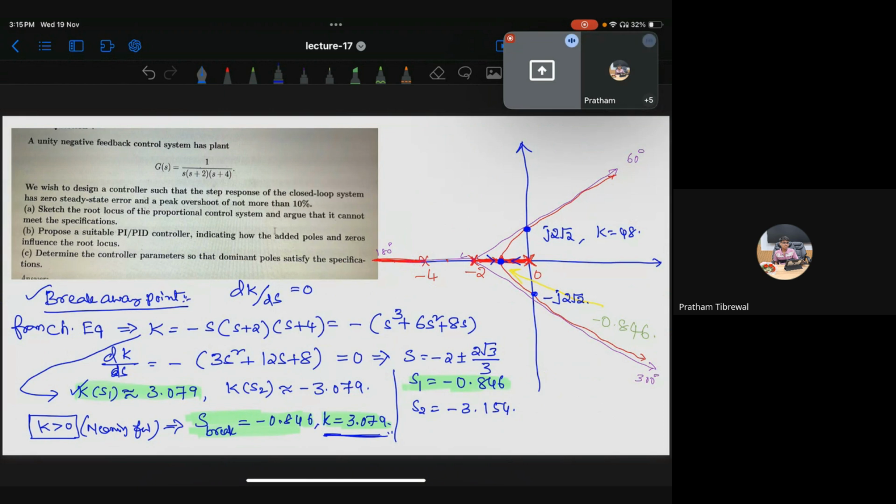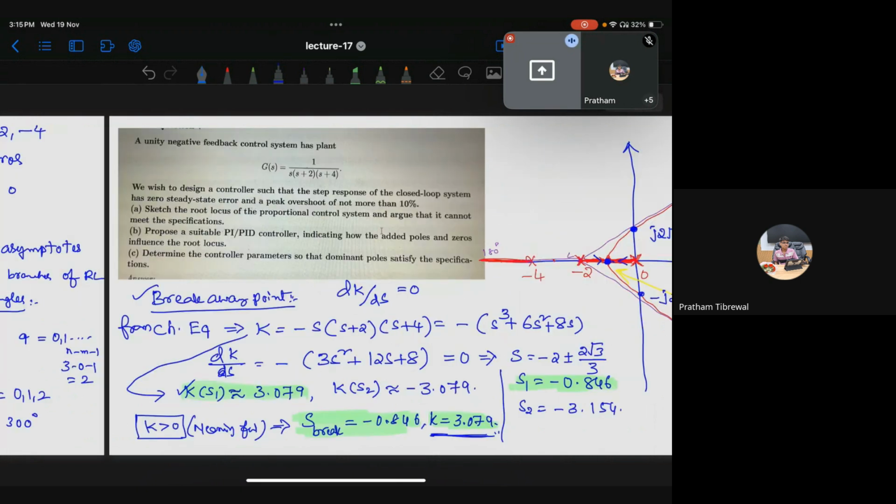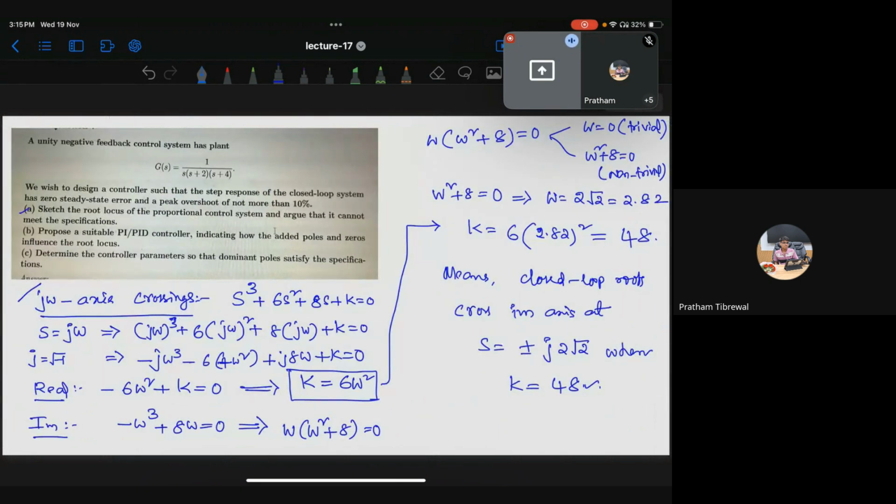What we are doing is with a proportional controller. Now come back to the question. In the first part of the question, sketch the root locus of the proportional control system and argue that it cannot meet the specifications.